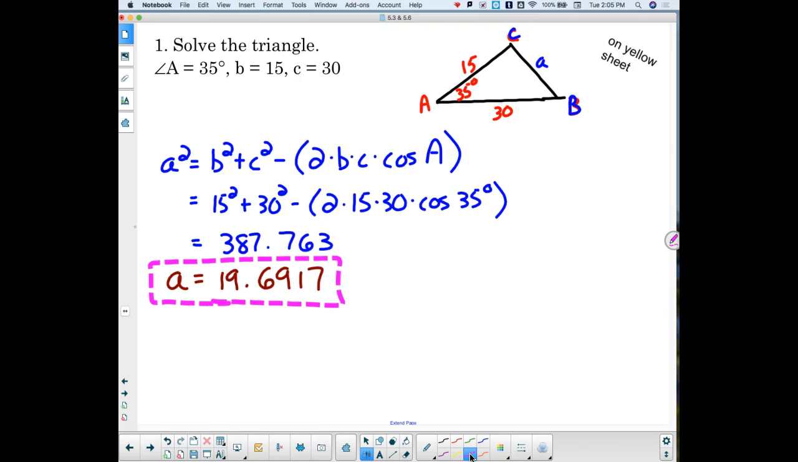The nice thing about the law of cosines is you only have to use it once. Okay? After you use it once, now I have this side A up there. I have angle A, so I can use the law of sines now. So I can say that the sine of angle A, which is 35 degrees, divided by side A, 19.6917, is equal to which angle do you want to go with? Angle B? Okay. So that's going to be the sine of angle B over 15.